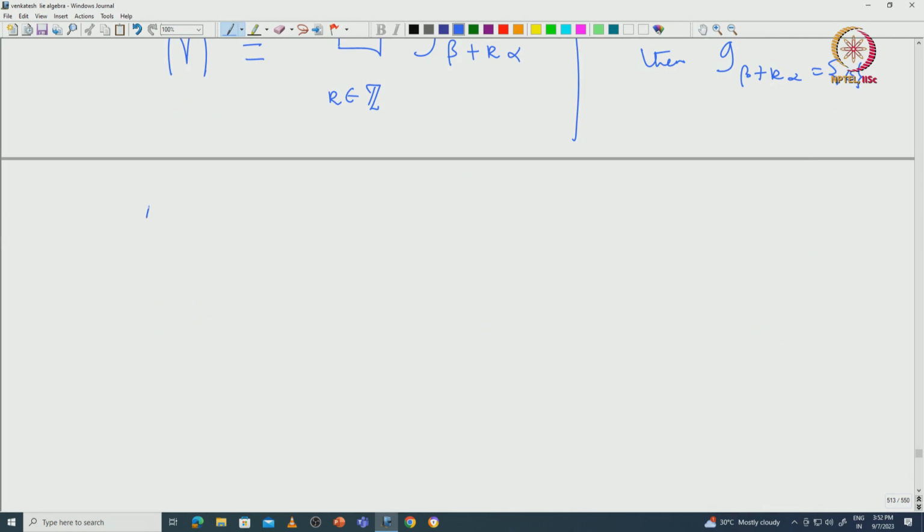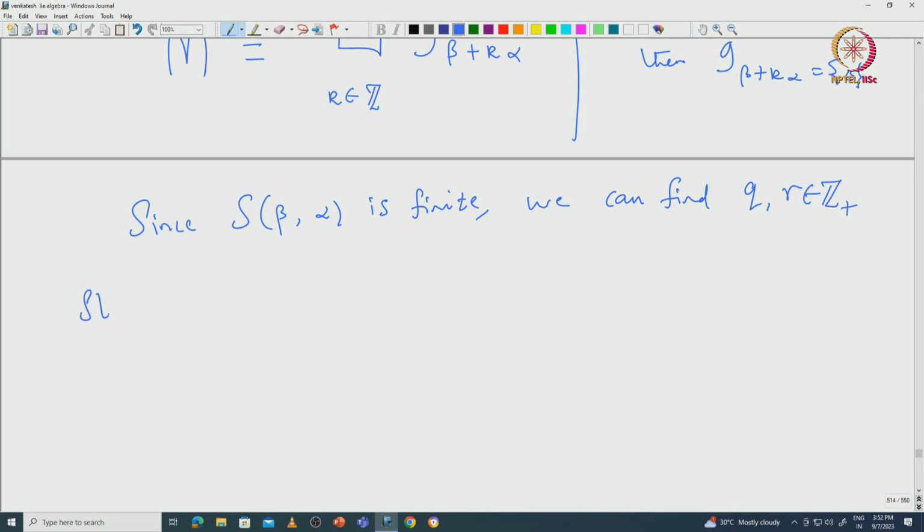Since S of beta alpha is finite, we can find q and r, both non-negative integers, such that beta plus q alpha is inside S of beta of alpha, and beta minus r alpha is also inside S of beta of alpha. Such q and r can be found because S of beta alpha is finite.